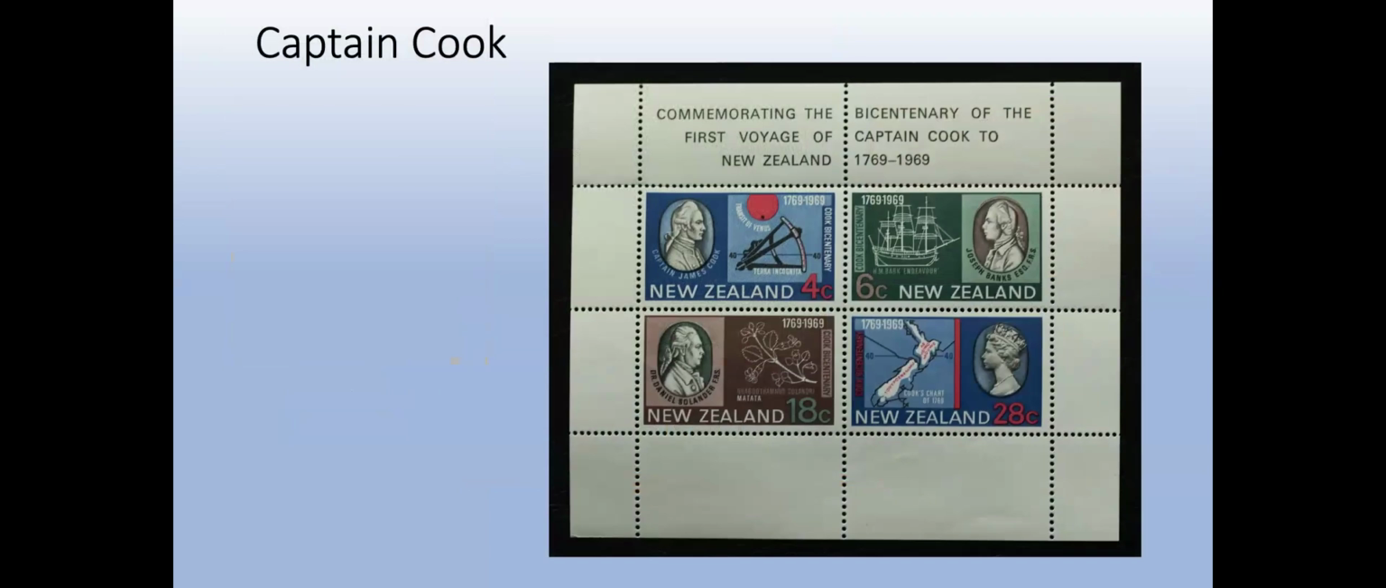Captain Cook, the second European to come across New Zealand, made 3 voyages of exploration. The first one was in 1769, and he did set foot on New Zealand, setting forth the United Kingdom's colonizing efforts in the country.